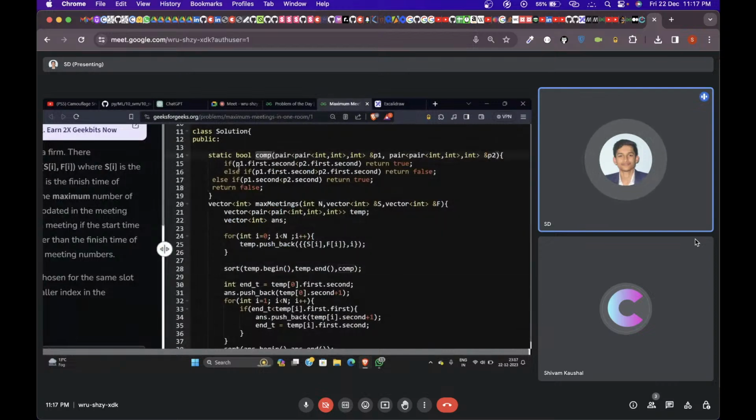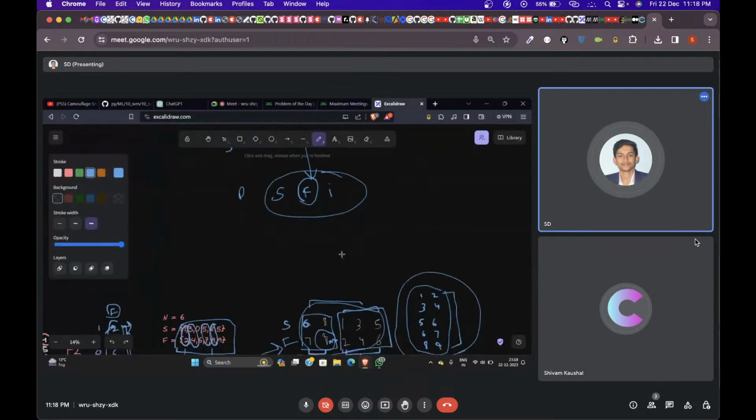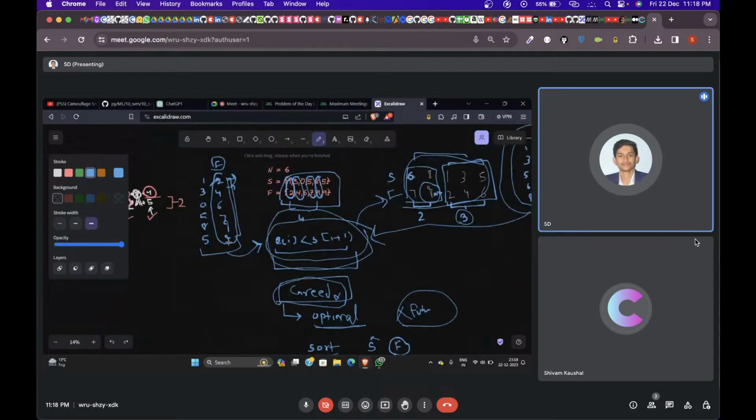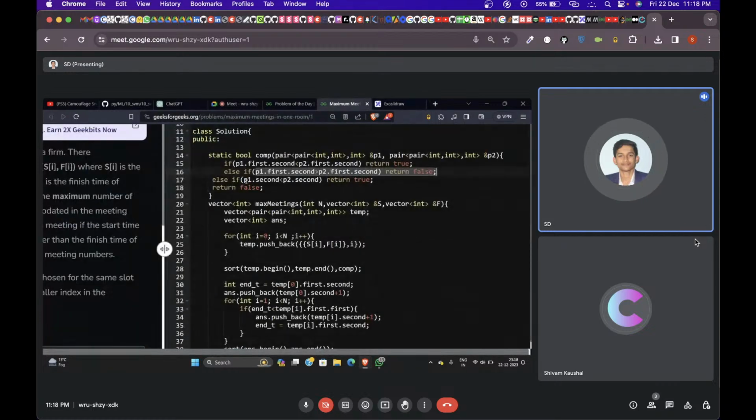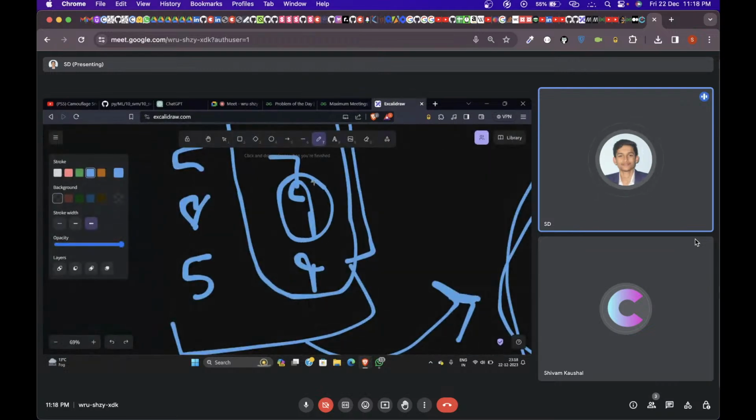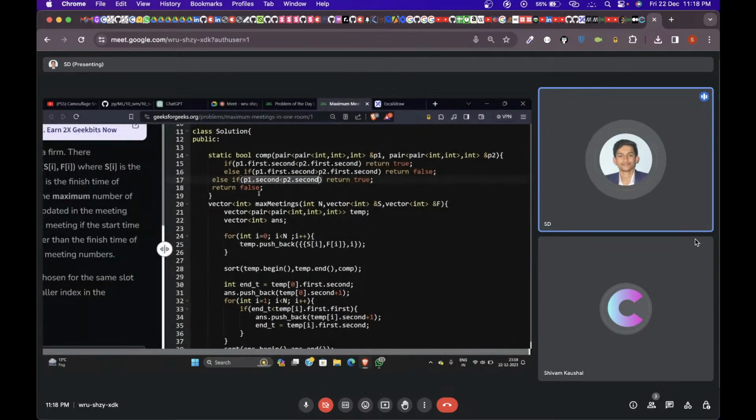In this comparison function, I'm saying that if the finishing time of the first is smaller than the next, then simply return true, that is, sort it. Otherwise do not sort it, as here I am returning false. Now if two finishing times are the same, as you can see in this case, 8 9 and 5 9, that is why we have employed this condition here: if the index of the first is smaller than the index of the next one, then keep the order, and otherwise return false.